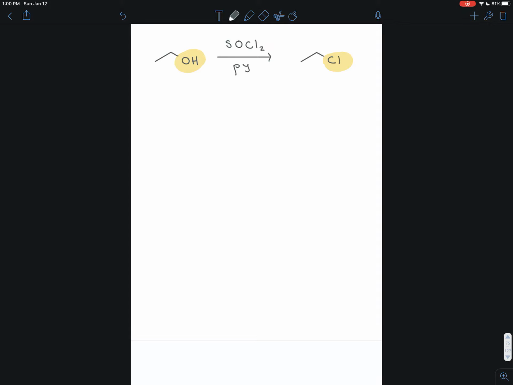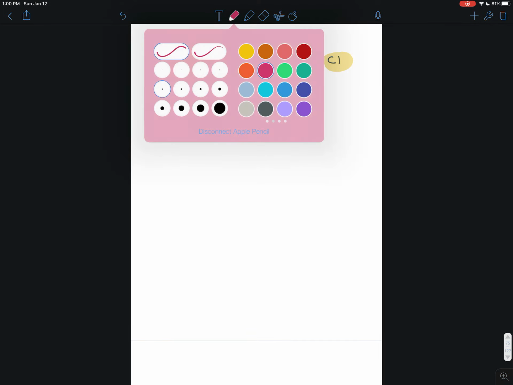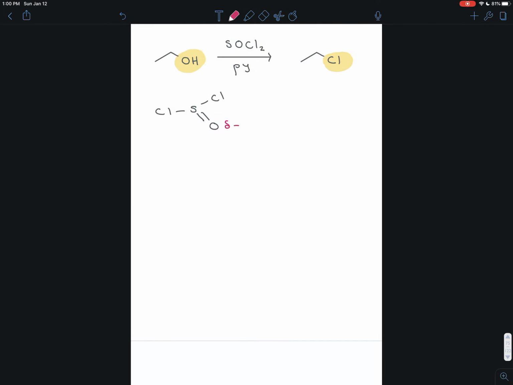So thionyl chloride looks a little bit like this. You've got sulfur double bonded to oxygen, so it's like the sulfur version of a carbonyl, with a chlorine on each side. Okay, now oxygen is very electronegative, pulls electrons to itself, becomes slightly negative. Chlorine is very electronegative, pulls electrons to itself, becomes slightly negative. The sulfur is bleeding electrons on every side. It's losing electrons to every atom it's bonded to, so it is very slightly positive.